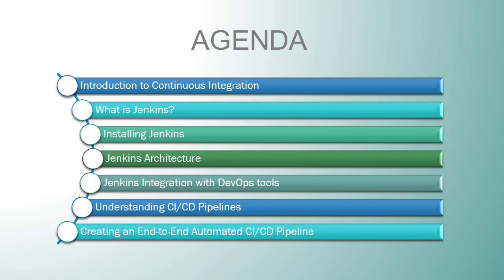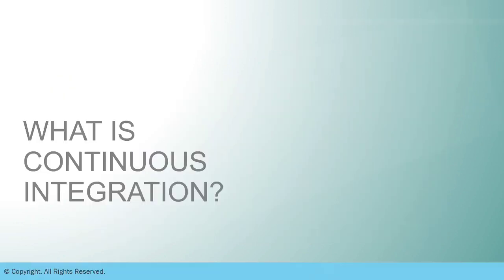We can integrate Jenkins with testing tools, monitoring, and GitHub. GitHub we use to push the code to Jenkins for deployment and delivery purposes. Then we will see hands-on creating our own CI/CD pipeline using Jenkins software. So let's start with continuous integration.